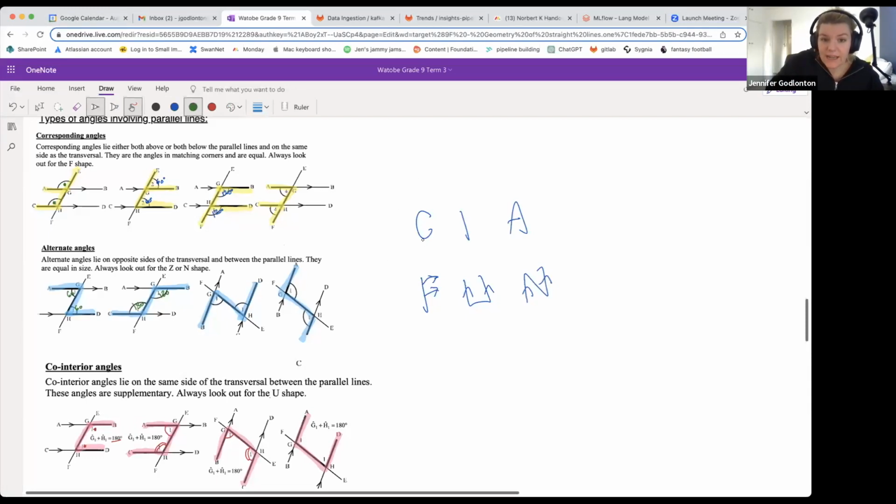So C stands for corresponding. Corresponding is your F. That means this angle is equal to that angle. Next one, we've got our I, which is interior angles. Think of it as co-interior angles. That is our U. When we add them together, we need to get 180 degrees. And our last one is A, which stands for alternate, and that is our Z. Those are equal to each other.